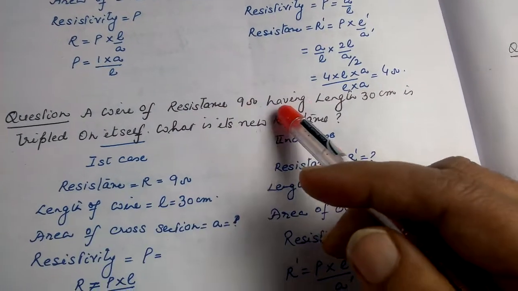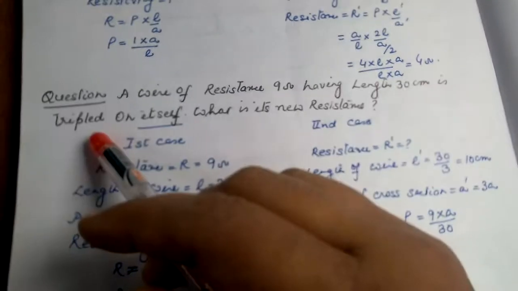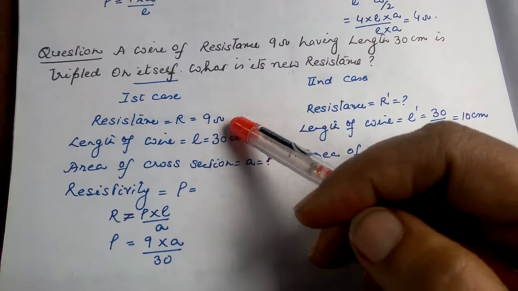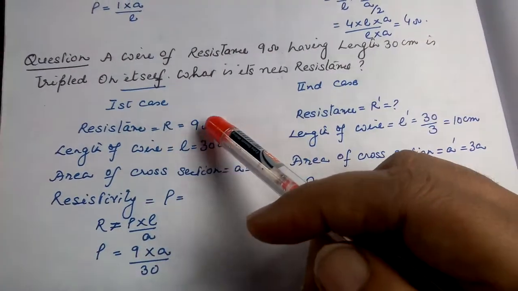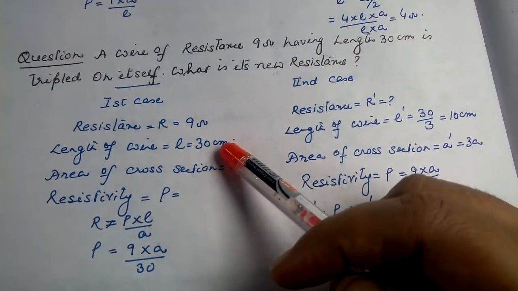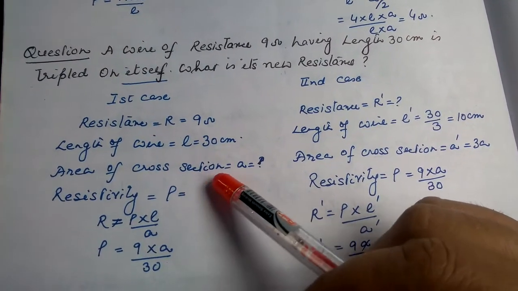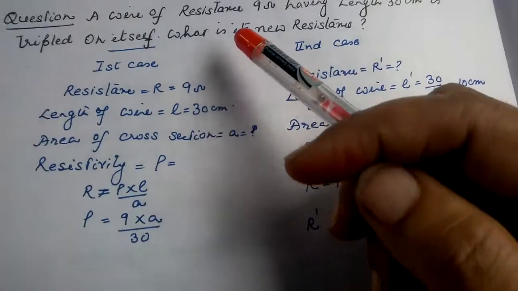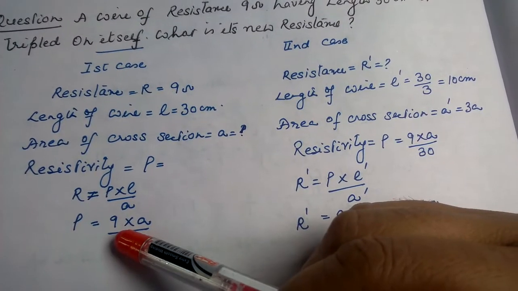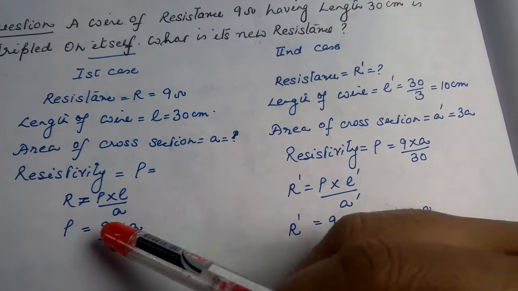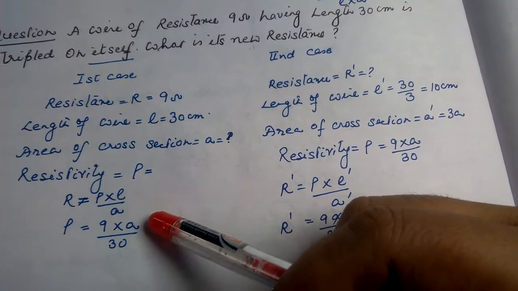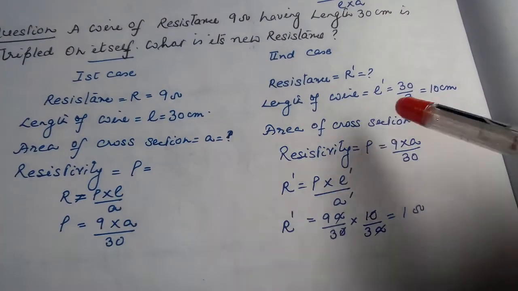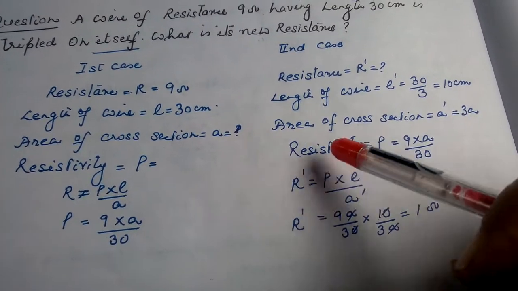Now we'll see the difference when it is tripled on itself. A wire of resistance 9 ohm having length 30 cm is tripled on itself, what is its new resistance? Same way, firstly we note down all the values. Resistance 9 ohm, length 30 cm, area of cross section is not given, I just assume A. Rho is equal to R into A upon L, that is 9 into A upon 30. I can use this resistivity on the other side, because the material and temperature are the same.